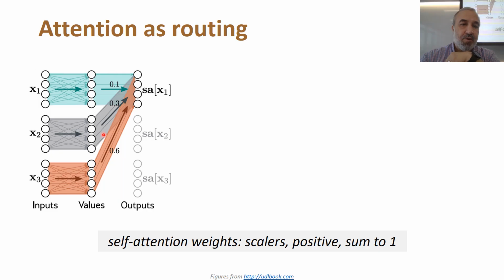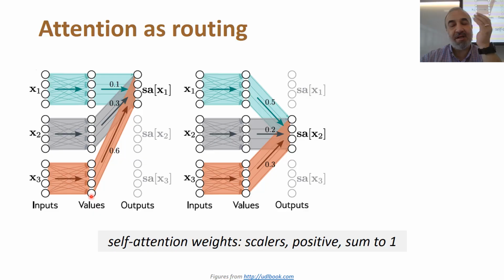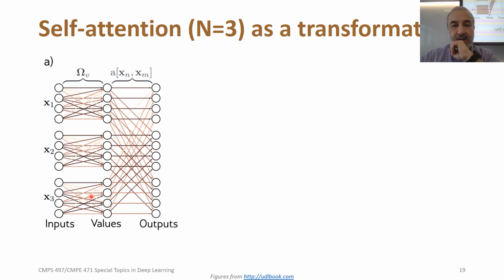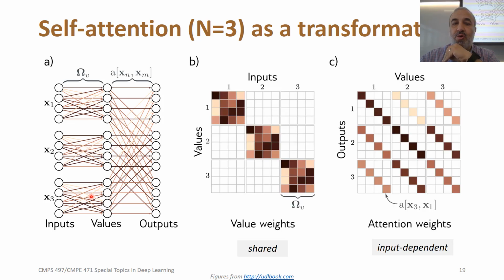And then the 0.1, 0.3, 0.6 here are the self-attention weights. This is how we compute the output values by a linear combination, or a weighted sum, of the value vectors. We mentioned all of that last time, and this is another example for the second word, and that's for the third word.